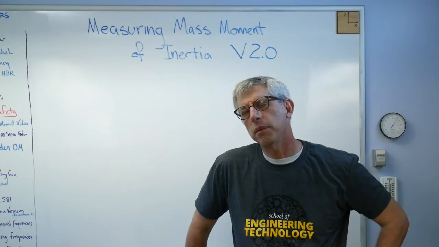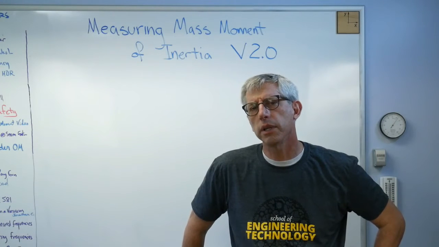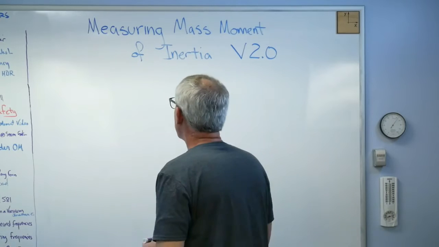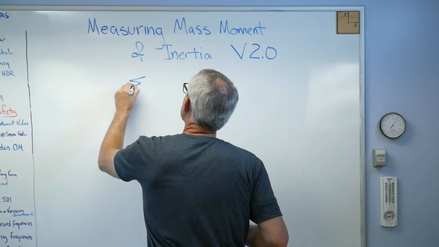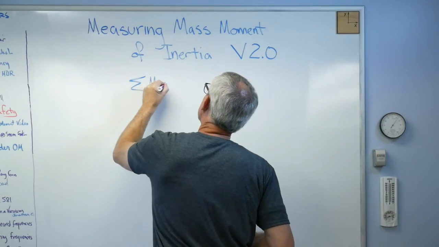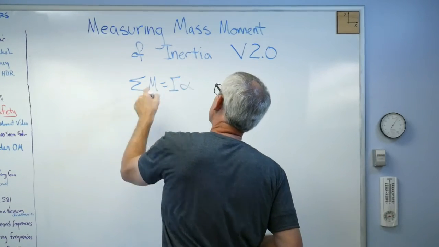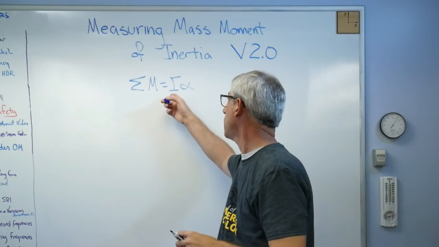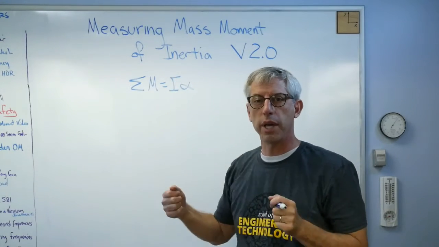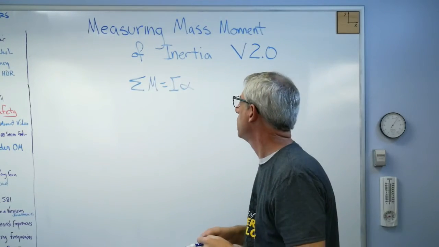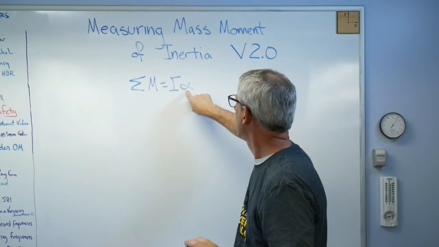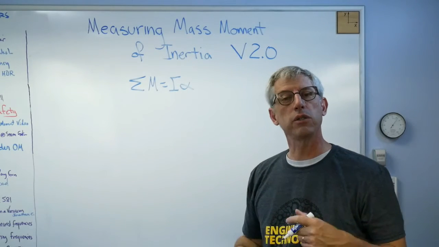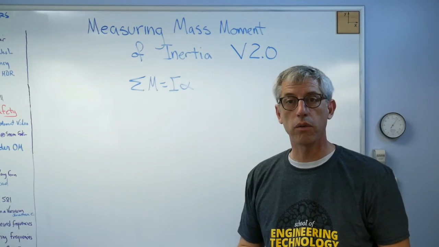So, remind me, what is mass moment of inertia? Well, there's a lot of ways to think about it, but you can think of mass moment of inertia as a resistance to angular acceleration. This is the equivalent to F equals ma. This is the rotational equivalent. Sum of the moments equals I alpha. Well, moments, we know what that is. That's moments acting on the body. That's rotational acceleration. That's mass moment of inertia. That's the rotational equivalent of mass.